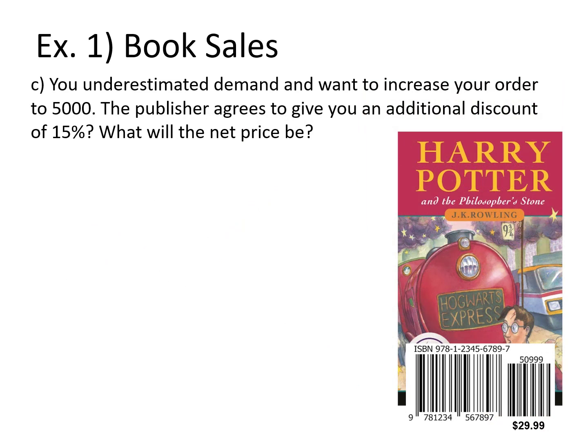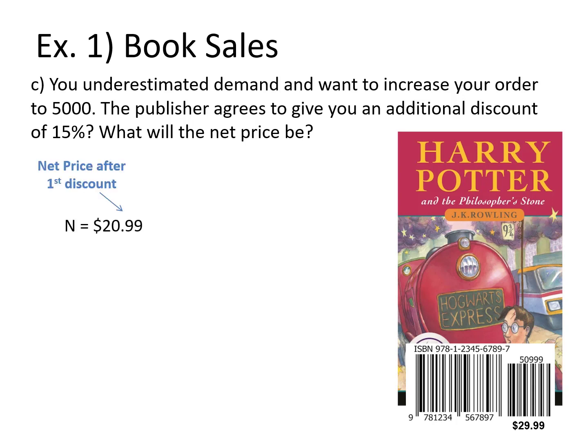Now you underestimated demand and want to increase your order to 5,000 books. So you're going up from 500 to 5,000. That's substantial. So the publisher says, okay, we can give you extra discounts if you're going to buy that much. So the publisher agrees to give you an additional discount of 15%. Now what will the net price be? So how do we do this calculation?